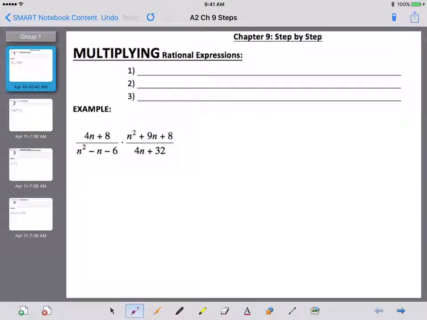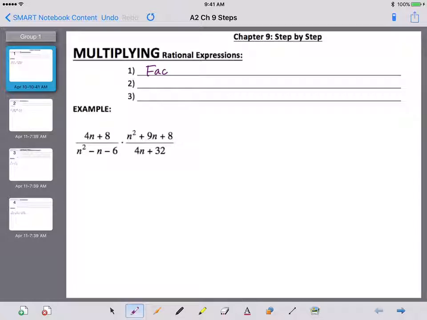In this video, we're going to show you a few ways to tell what to do if you multiply, divide, add or subtract, or solve rational expressions. So the first thing we're going to look at is multiplying rational expressions. We've got 3 steps here.